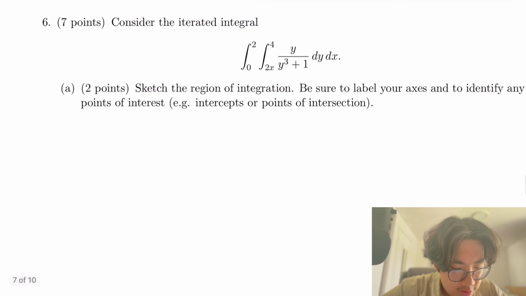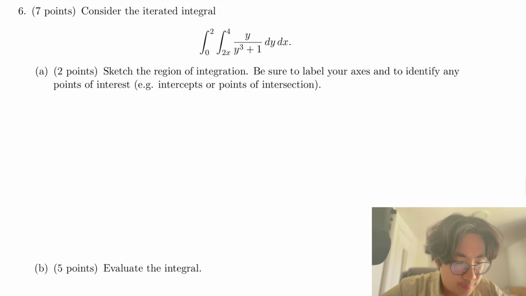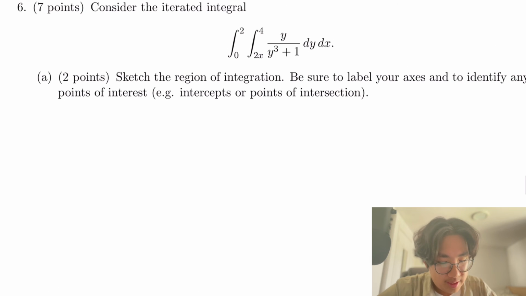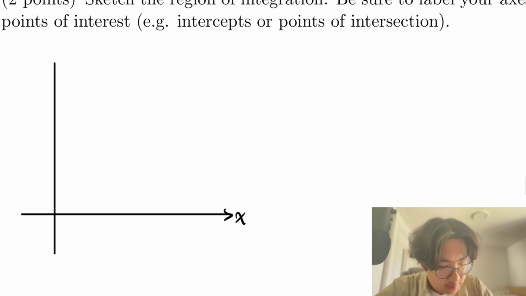Okay. Number 6, consider the iterated integral. I'm not going to read that out, but you can see it for yourself there. We want to sketch the region of integration. We want to label our axes and identify any points of interest. Okay, so first I will draw out an axis. And I'll label it, so x and y.